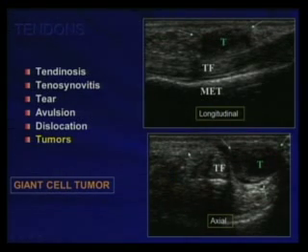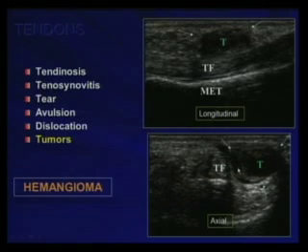The most common solid tumor adjacent to the tendon is the giant cell tumor. The new name for giant cell tumor is pigmented villonodular tenosynovitis. In this case, you can see the flexor tendon here. This is the metacarpal, and you see the solid mass. I reported this as a probable giant cell tumor, and pathology came back as a hemangioma, which is another common solid tumor adjacent to the tendons.